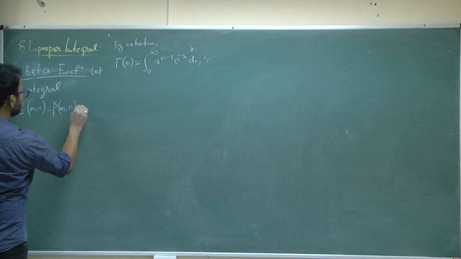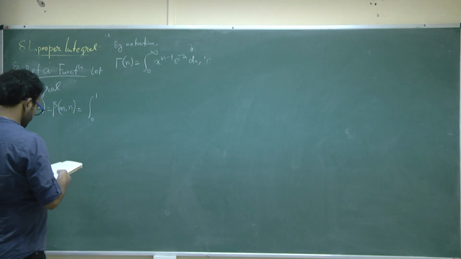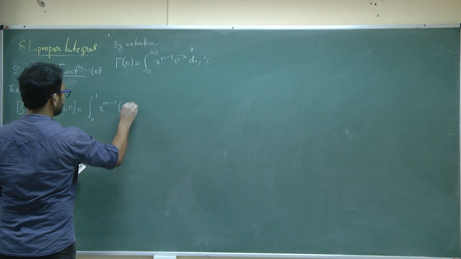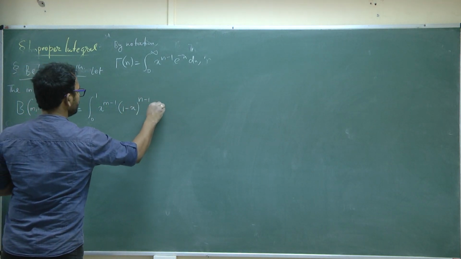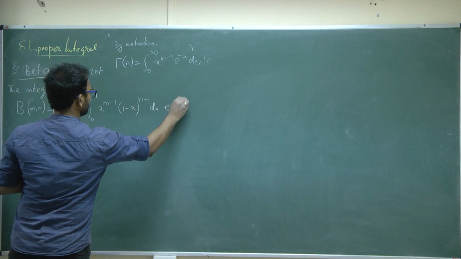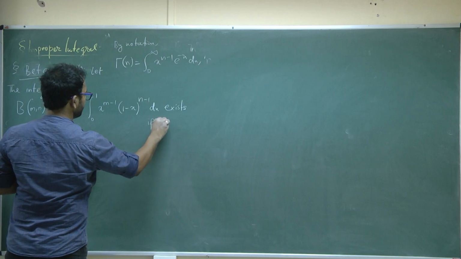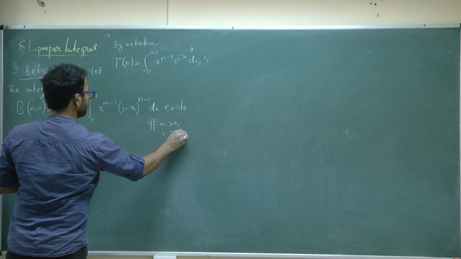And then the integral is defined as the integral from 0 to 1 of x to the power m minus 1, 1 minus x to the power n minus 1 dx, which exists if and only if m is positive and n is positive.